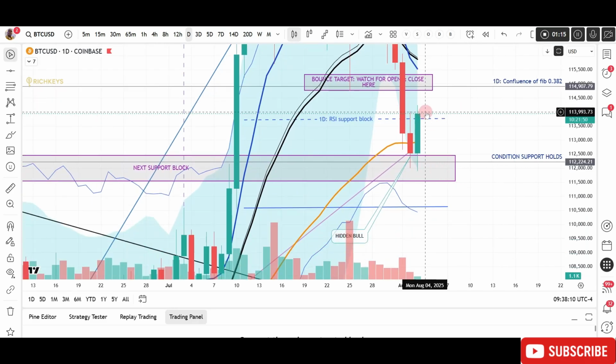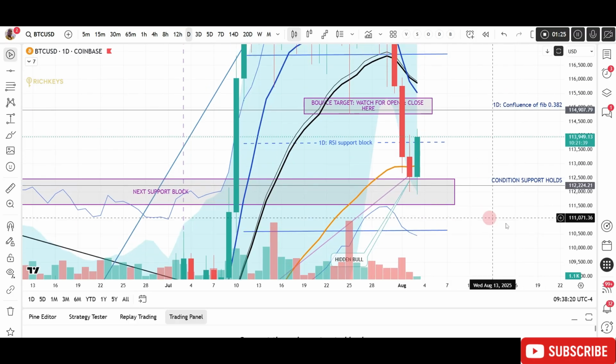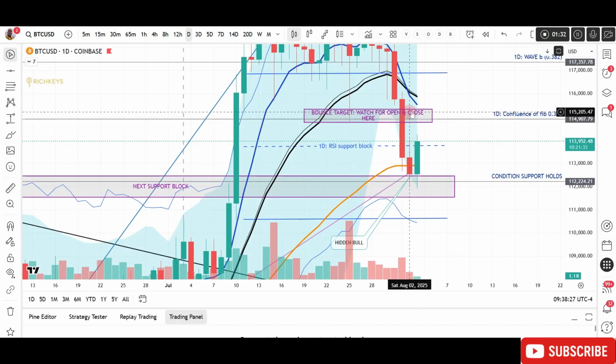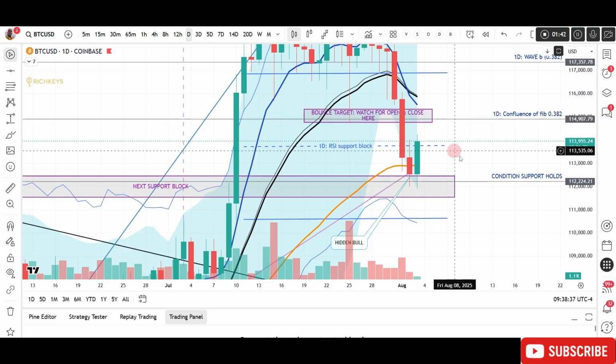Assuming we do get a candle close as we are looking at it this way, then this setup is a bullish engulfing reversal candlestick pattern. And should this happen, where would I expect price to make its move to? I would expect price to first move up to this bounce target zone box that I placed around here, somewhere between 114.9 and about 115,000. That's the bounce area that I'm expecting.